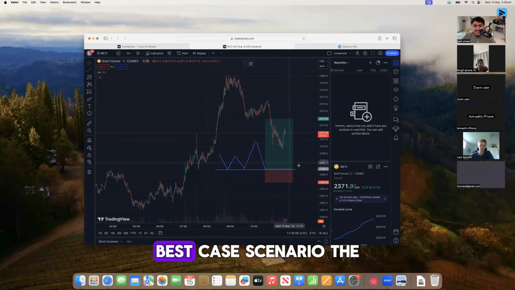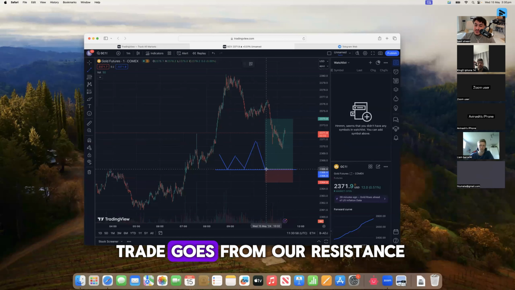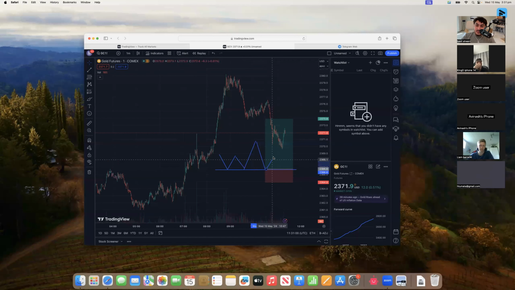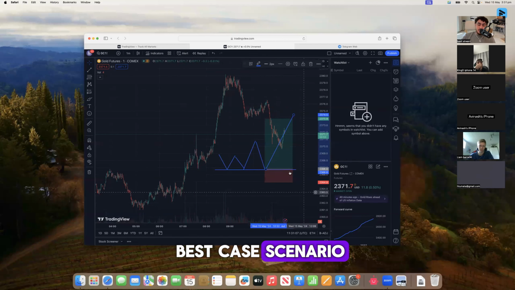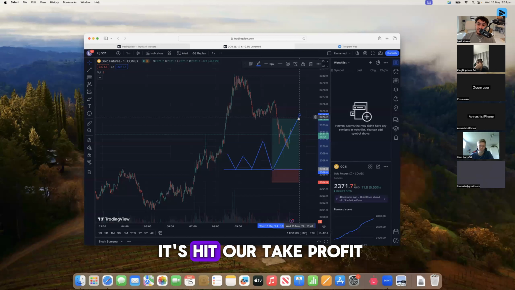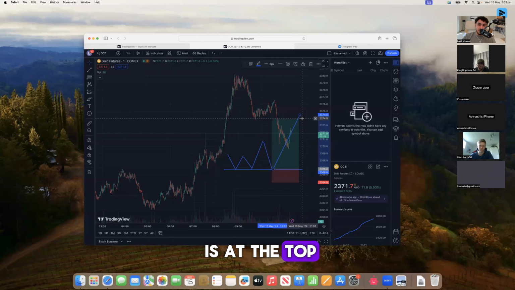All right, best case scenario, the trade goes from our resistance and it goes boom, like this. This is the best case scenario, guys. Why is it the best case scenario? Because it's gone here, it's hit our take profit, so the take profit is at the top here.